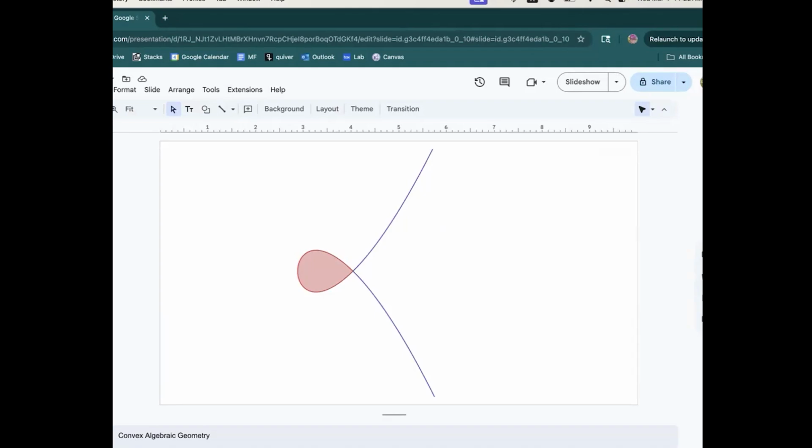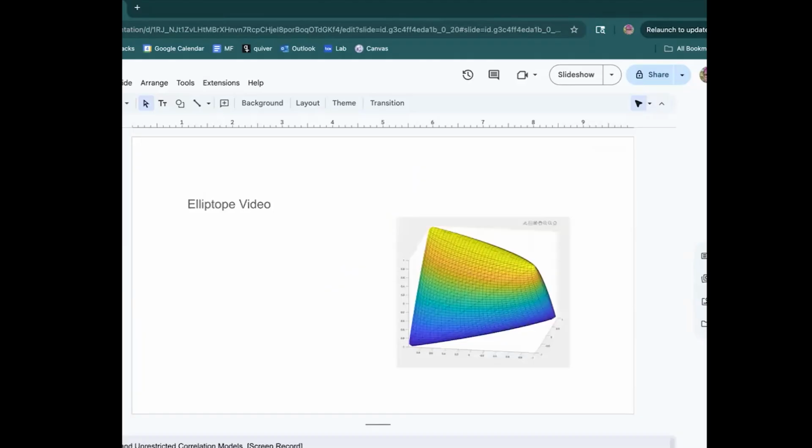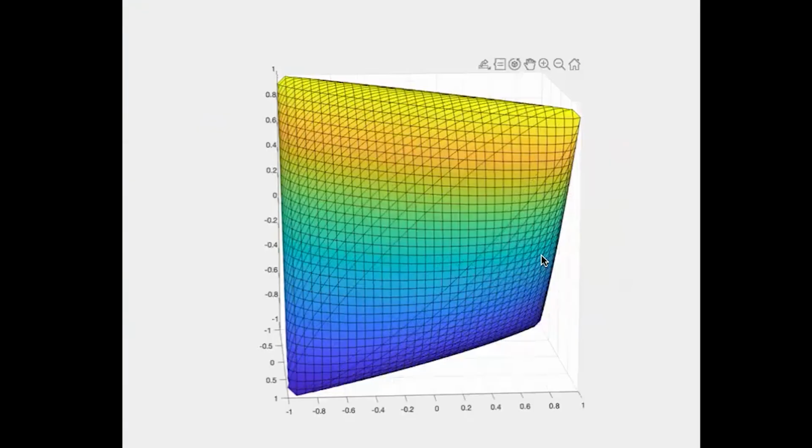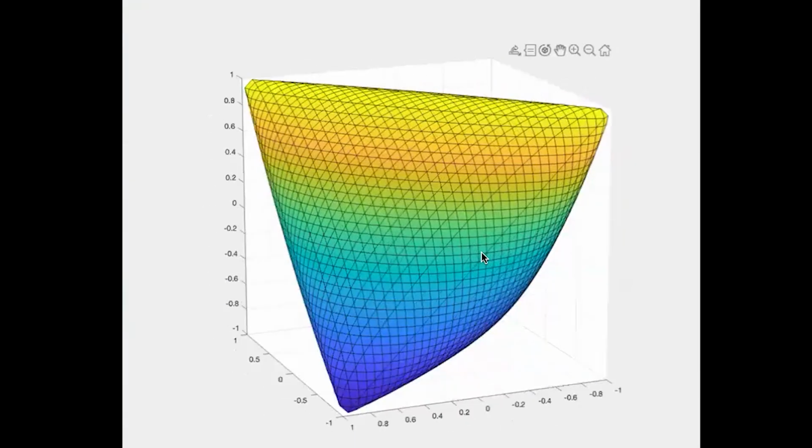And it turns out that these sort of convex algebraic shapes show up quite a bit in statistics. So my favorite example is what's called the elliptope. So it's this example here of the shape that you can see kind of looks like a puffed tetrahedron. And this parameterizes what are called unrestricted correlation models. And what we'd like to do is study the convex geometry of the shape and use it to understand the statistics of those models. And there's two main ways to do this.